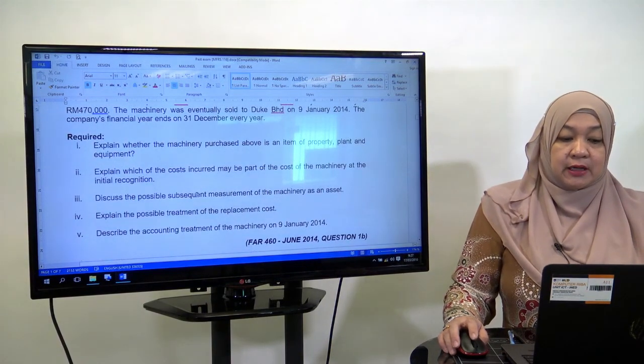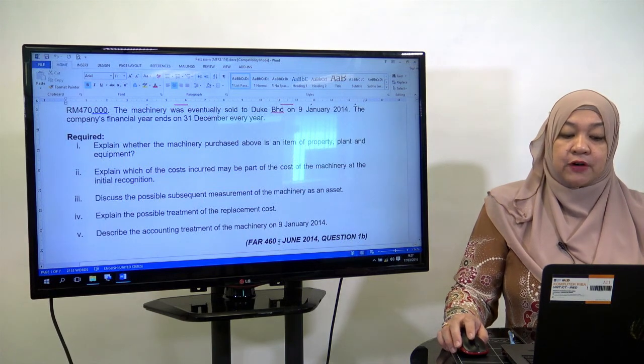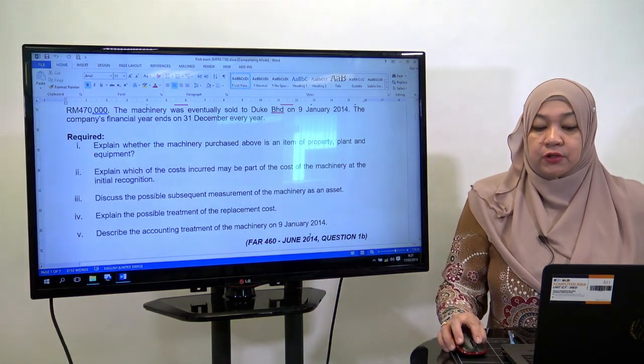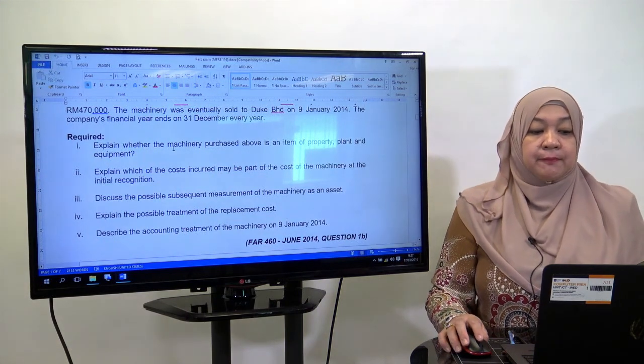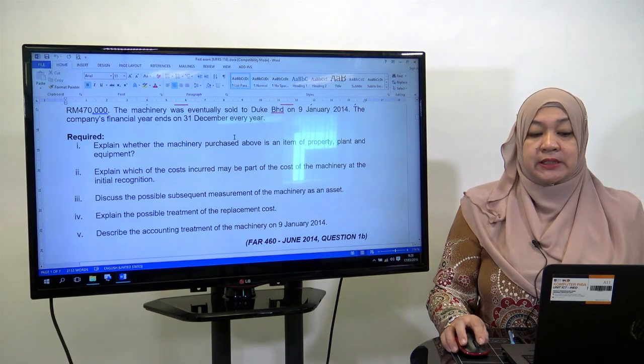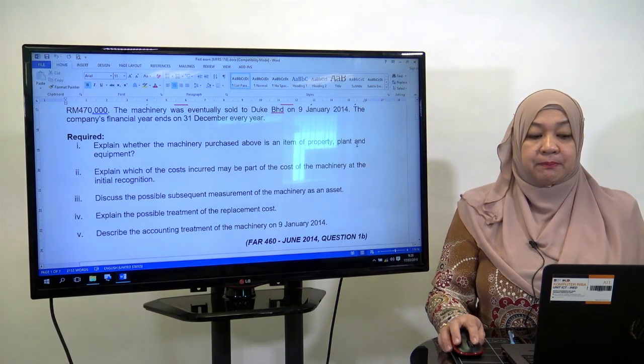Now this question has actually been taken from FAR 460 for June 2014, question 1B. This question requires us to explain whether the machinery purchased above is an item of property, plant and equipment.